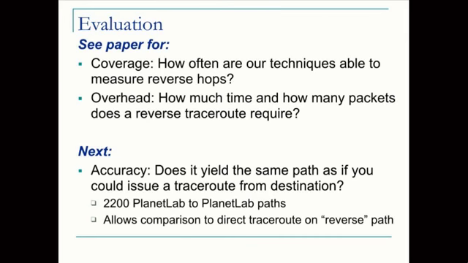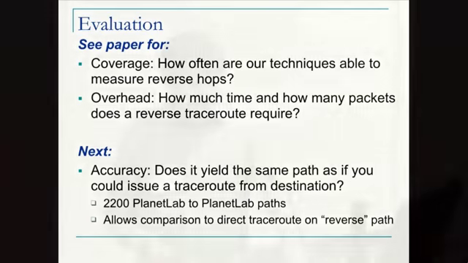In the paper, we evaluate coverage and overhead. Here, I'm just going to talk about accuracy. We'd really like our tool to be equivalent to what you would get if you had control of the destination and could just run traceroute on it. People are used to traceroute, so it's nice if our output can look similar. We lack ground truth data of reverse paths for the entire internet, of course, otherwise we wouldn't need to build this.